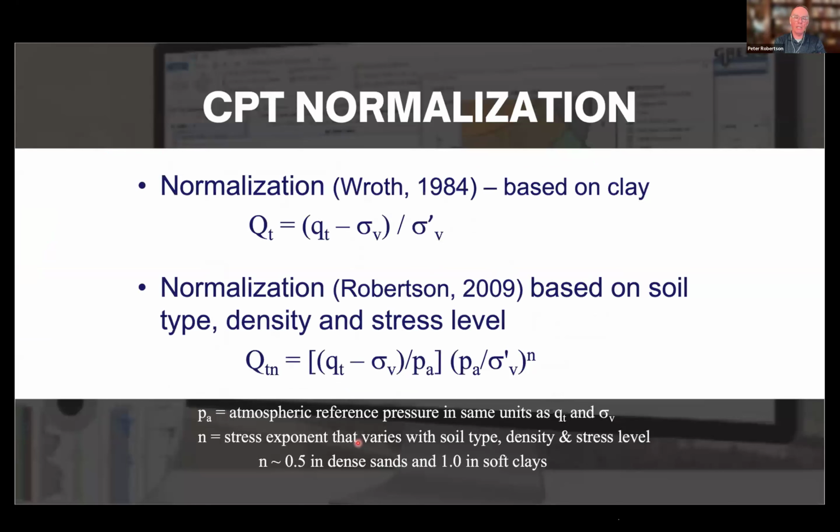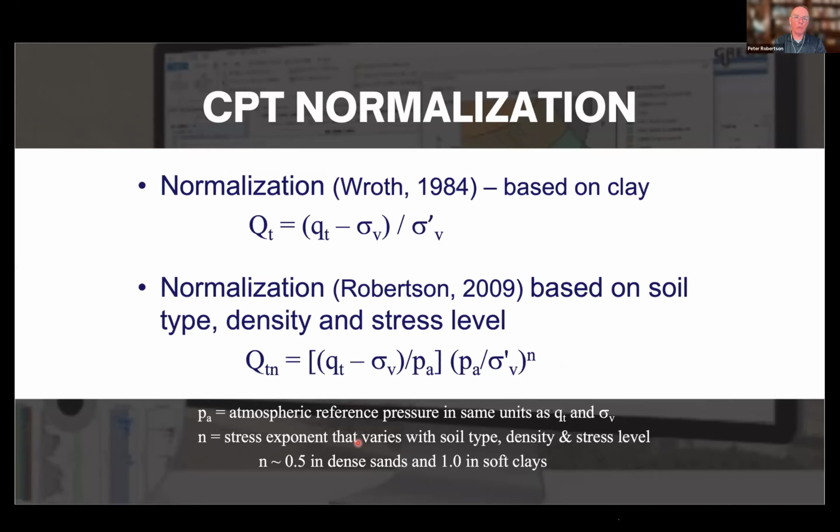Now, in the mid 80s, Professor Roth, when he gave his Rankine lecture, said that when you process cone data, you ideally should normalize the data. Of course, we know that when you push the cone in, it's influenced by the strength and stiffness of the soil. And as you go deeper and the overburden pressure gets higher, the soil gets stronger and stiffer. So the cone resistance gets bigger the deeper you go.